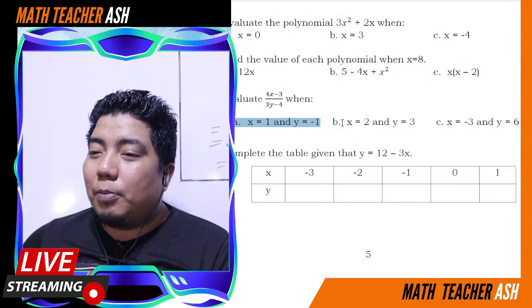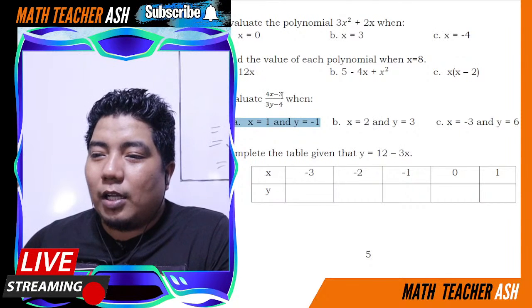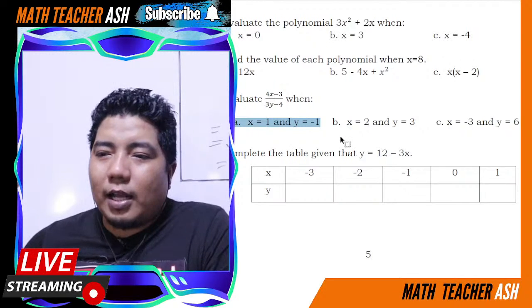Now, how about letter B? So, sa letter B, ganun pa rin ang situation. Palitan nyo si x ng 2, palitan nyo si y ng 3. Tapos, isosolve nyo and then simplify. Ganun lang kadali, my dear math learners.